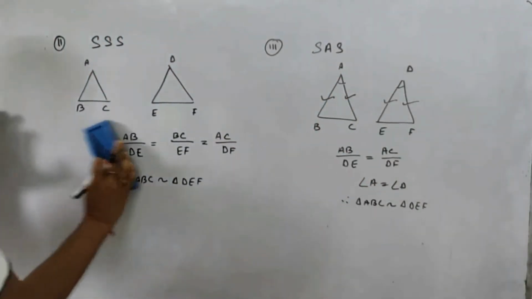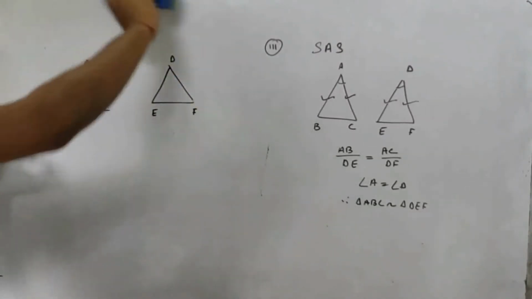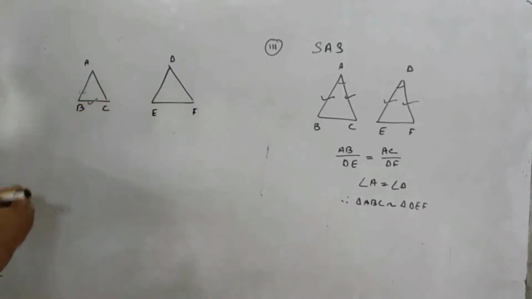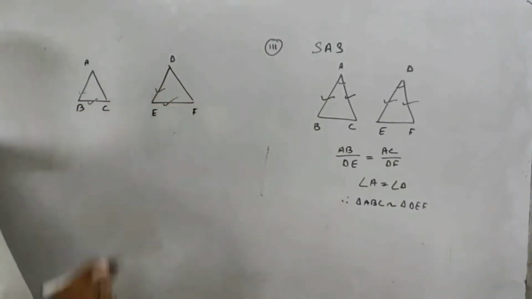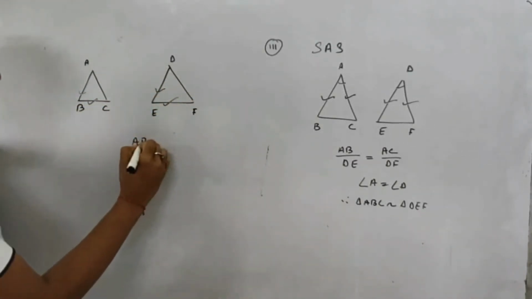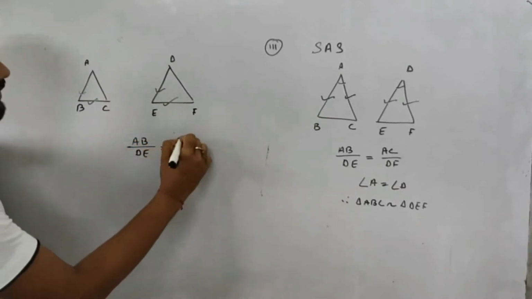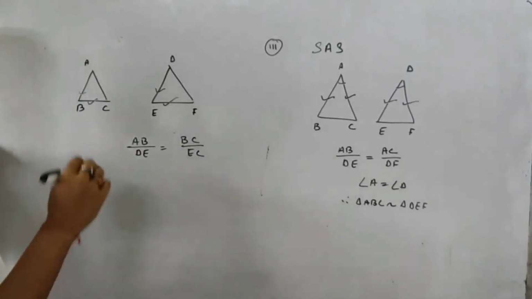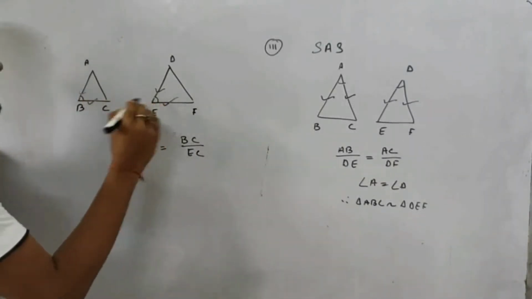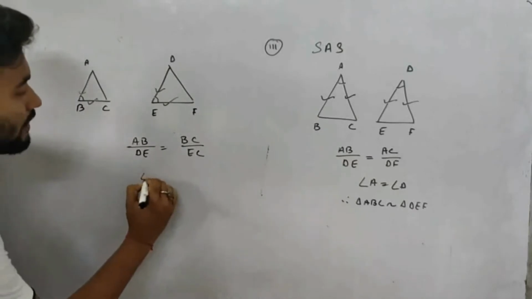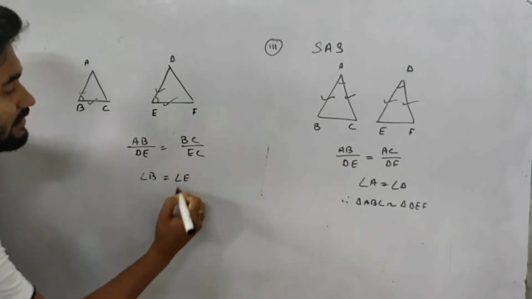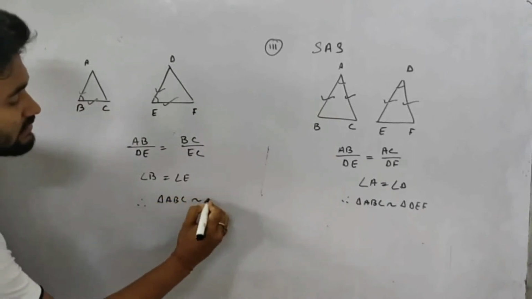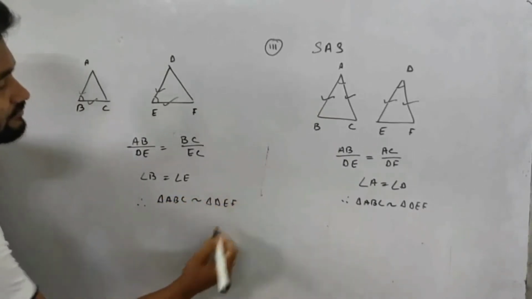Say for example, this is the triangle and these two sides are what? We will show that they are proportional. These two sides means we will show AB by DE will be equal to BC by EF. These two sides. So what is the angle between them? The angle is this angle B and angle E, right? So we will have to show angle B will be equal to angle E. If you can show, then you can say again triangle ABC is similar to triangle DEF.